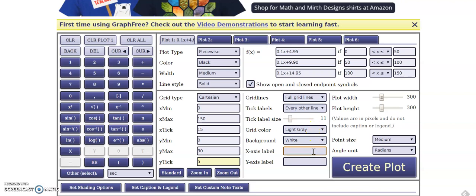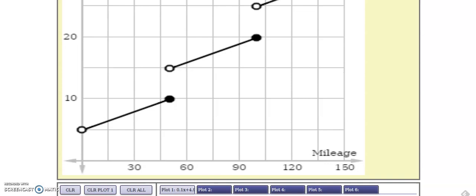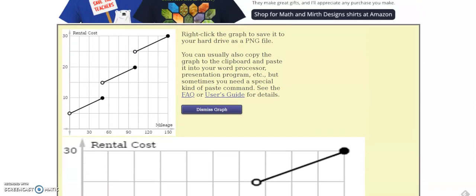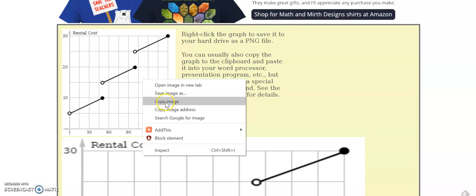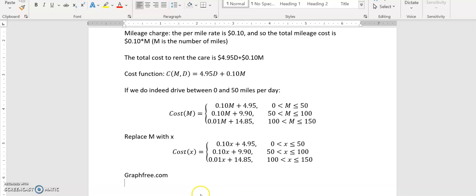For the X-axis label, it's always a good idea to label your graph appropriately. So our X label is mileage, and the Y-axis label is rental cost. Okay, I think we're ready. Hit create plot and see what happens. Here we get a nice condensed version, and then there's a blown up version down here. You can copy either one of these, copy image, and paste it back into our function.